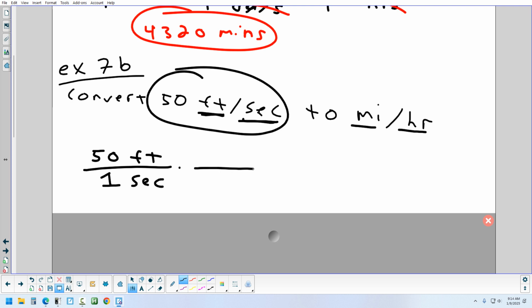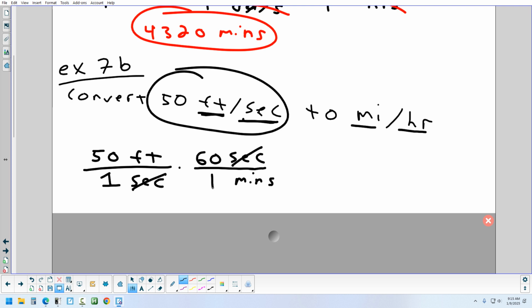So I want seconds to disappear. Where would seconds go in that fraction? Go in the top. And what would go in the bottom? Minutes. So now seconds is gone. And what could I fill in for a fact here? Yep. 60 seconds. 60 seconds in 1 minute. Okay, if we stop there, we now have a speed in feet per minute.